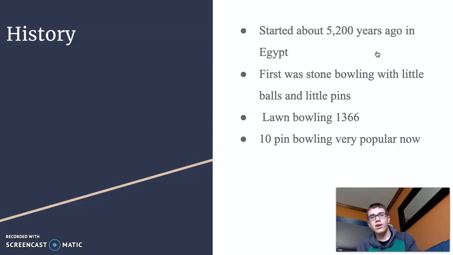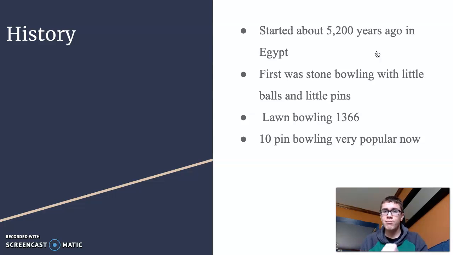So on the first slide right here, I'm going to be talking about the history. The history of bowling started about 5,200 years ago in Egypt. It started off with little balls and little stone pins that you just throw at the pins to knock them over. And then in 1366, it moved to lawn bowling, where you take this little ball and roll it into what are now known as the wooden pins that you use today.